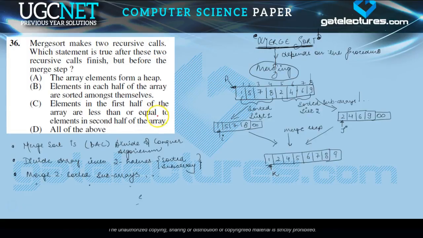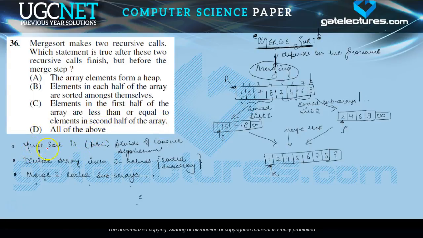Next question. Question number 36: Merge sort makes two recursive calls. Which statement is true after these two recursive calls finish but before the merge step? Option A: the array elements form a heap. Option B: elements in each half of the array are sorted amongst themselves. Option C: elements in the first half of the array are less than or equal to elements in the second half of the array. Option D: all of the above.